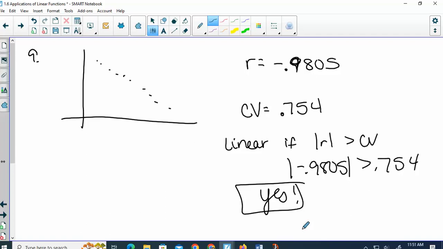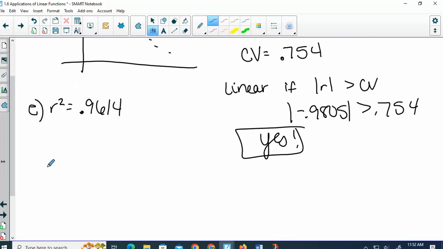R squared. If you forget, it's on your formula sheet. So r squared we can get a couple different ways. You could get it from looking at the calculator, the same green screen that told you r gave you the r squared. Or you could just take the r we have and square it. So you should get 0.9614. And interpret it. So that means write me a sentence.